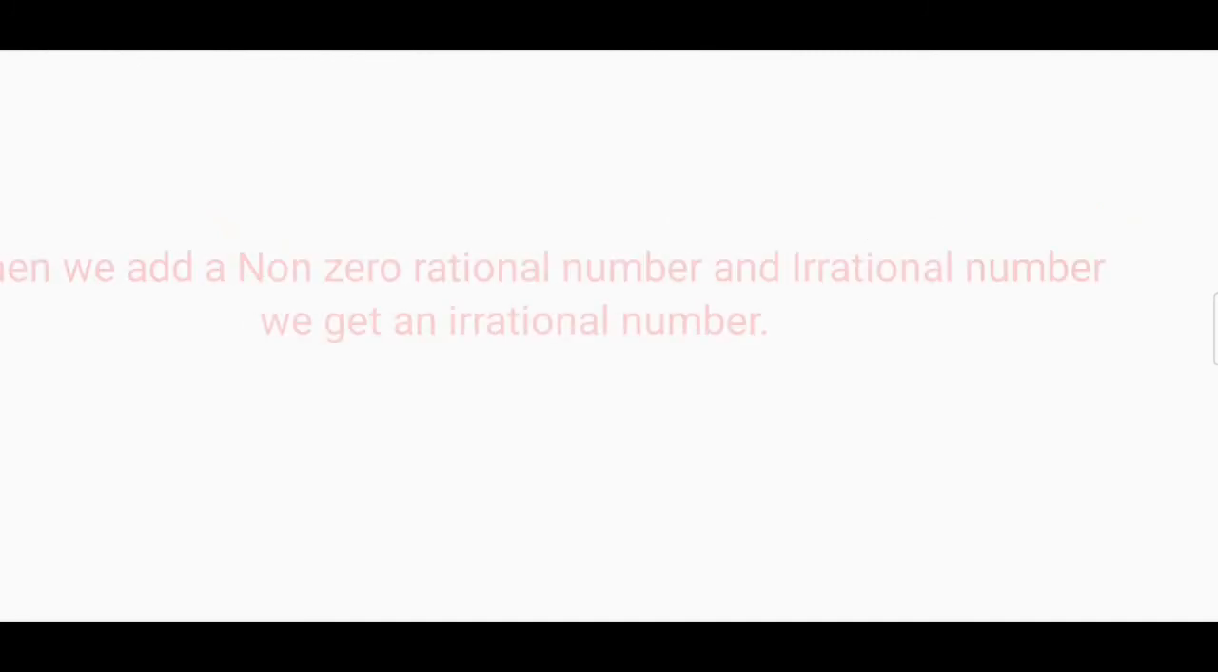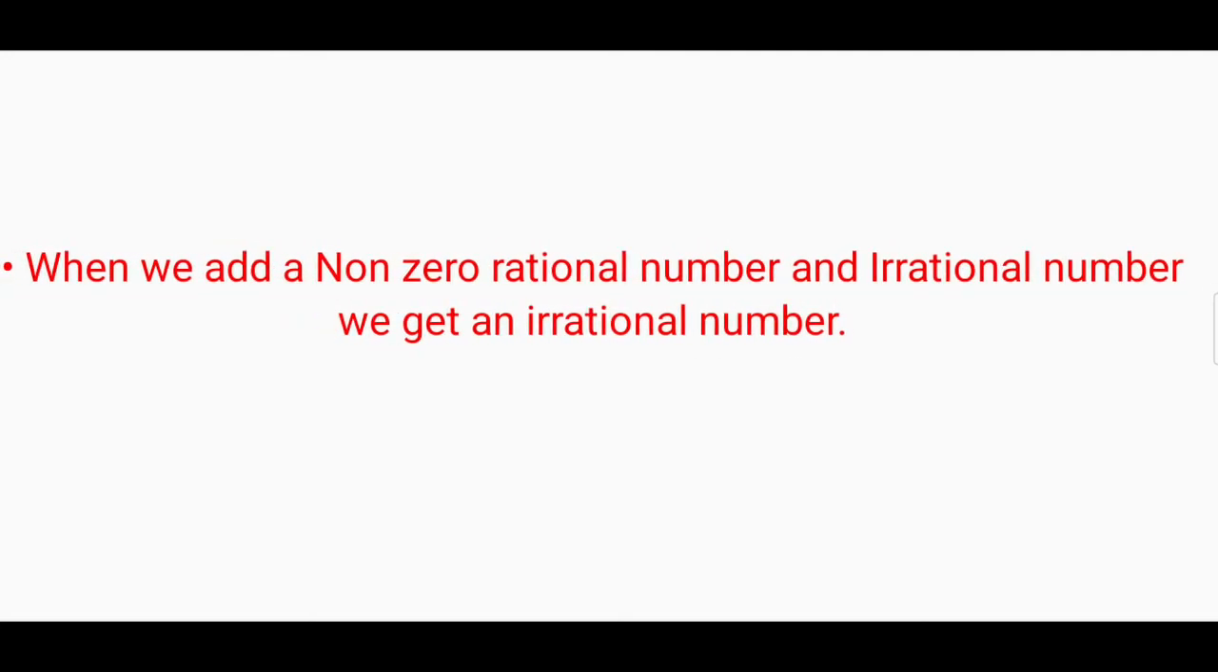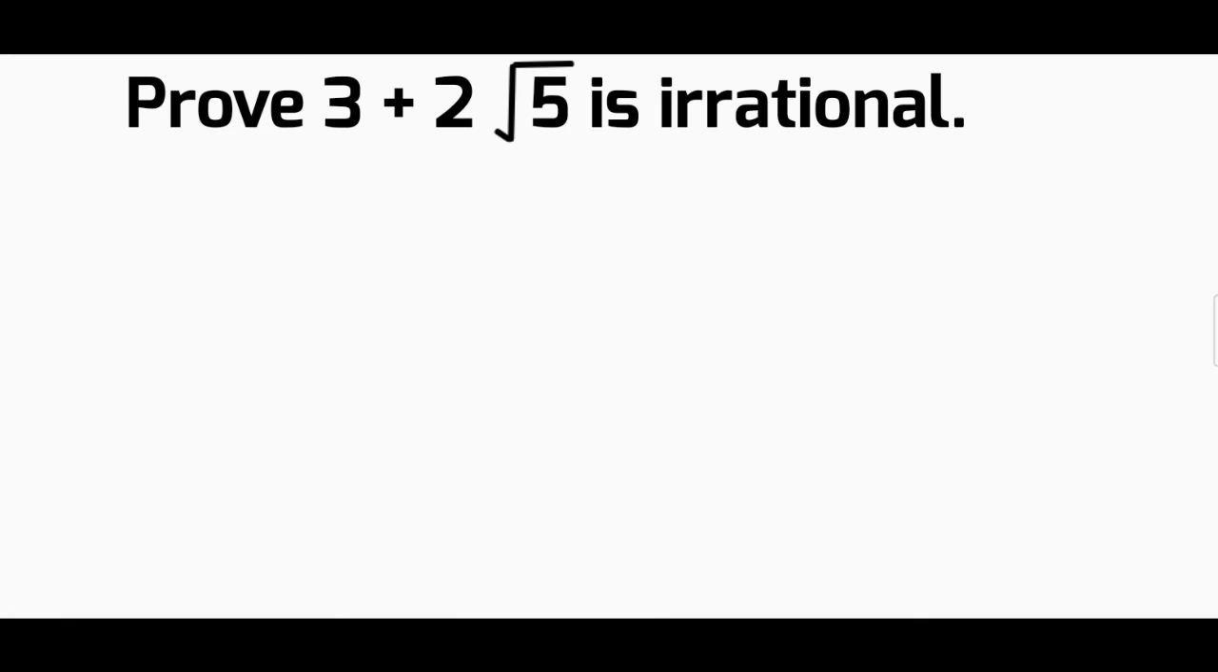Okay, we know when we add a non-zero rational number and an irrational number, we'll get an irrational number. So let's prove the irrationality of such numbers. So let's take this example. Prove 3 plus 2 square root of 5 is irrational. So same steps we have to follow here. So first, we'll say let 3 plus 2 square root of 5 be rational.